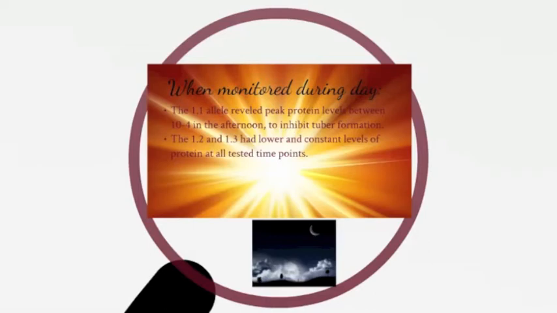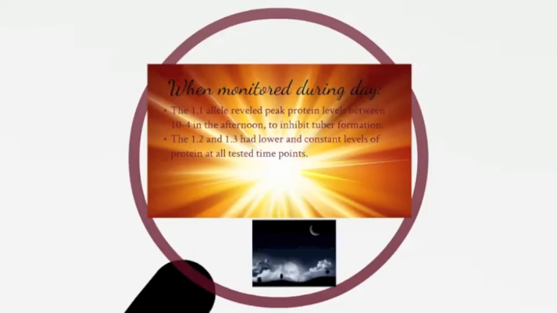When monitoring the protein interactions over 24 hours in both the late maturing plant and the early maturing plant, in the late maturing plant they detected a peak in protein levels between 10 a.m. and 4 p.m. in the afternoon, because the C-terminus of the proteins in the late maturing plant is intact, so the proteins can act normally and inhibit the formation of tubers.